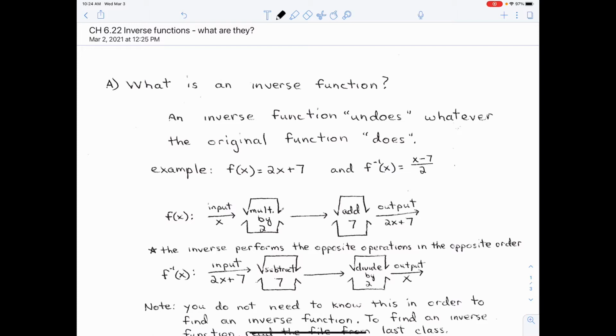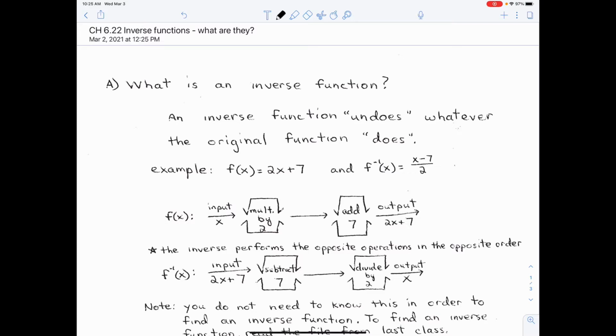An inverse function is something that undoes whatever the original function does. For example, f of x equals 2x plus 7, and f to the negative 1 of x equals x minus 7 all over 2. They're inverse functions of each other. Notice if you plug anything into the original function, it says multiply it by 2 and add 7, so you get 2x plus 7. Let's say you take that 2x plus 7 and plug it into the inverse function. You would subtract 7 and divide by 2, and what do you get? x. In other words, it undoes whatever the original function does.